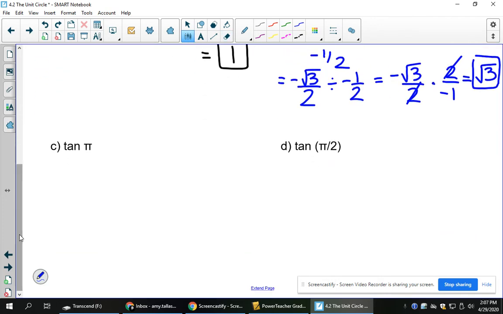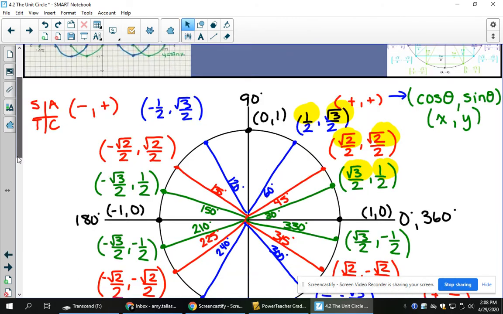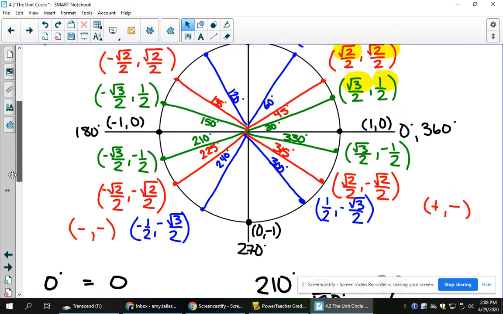All right, tan of pi. Still, tangent is sine over cosine. And pi is 180 degrees. A full circle is 2 pi, so half a circle is pi. Okay, we have a point right at 180 degrees. I'm just going to go back for a second. Here's that point at 180 degrees. It's the point -1, 0.